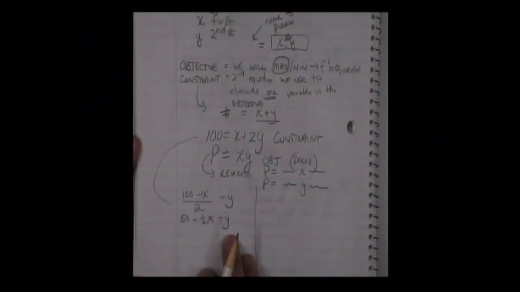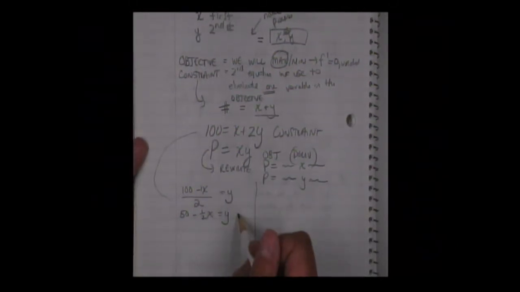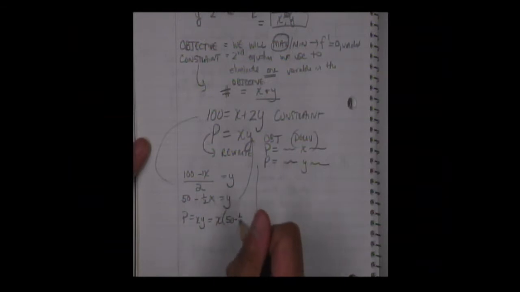So if I solve this for y, I'd have 100 minus x over 2 is equal to y. Or if I divide both of these by 2, I'd have 50 minus 1/2 x is equal to y. Right, x over 2 is the same as 1/2 x. So what I do is I solve the constraint and then I substitute that into the objective. So instead of P equals xy, I'll have P equals x times 50 minus 1/2 x.